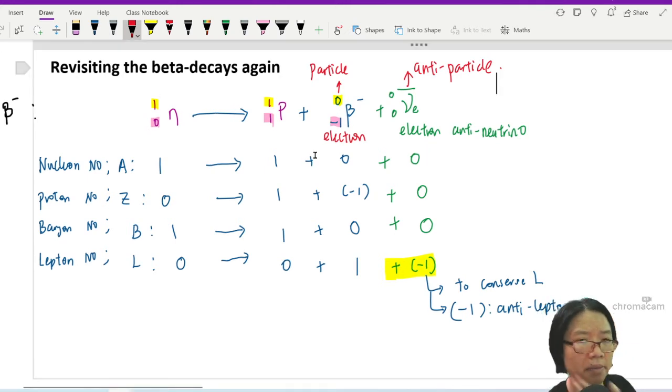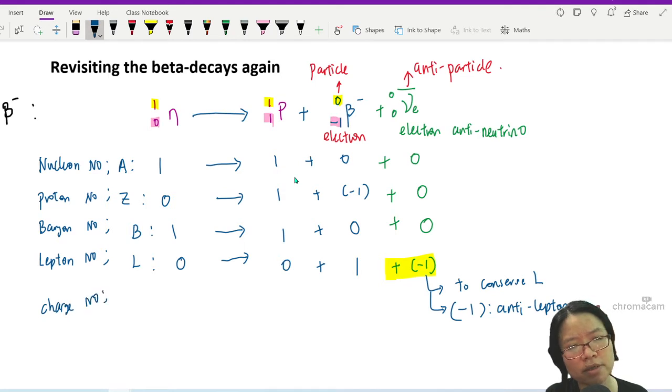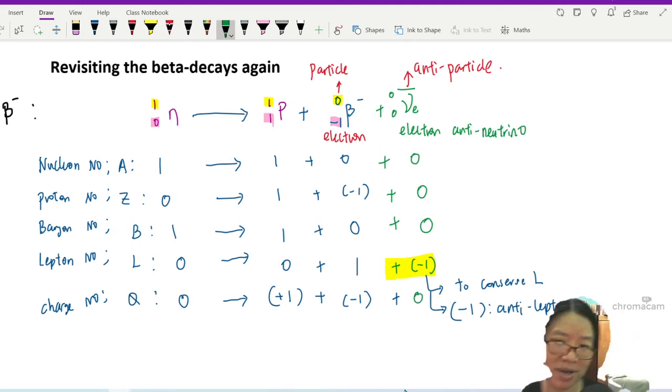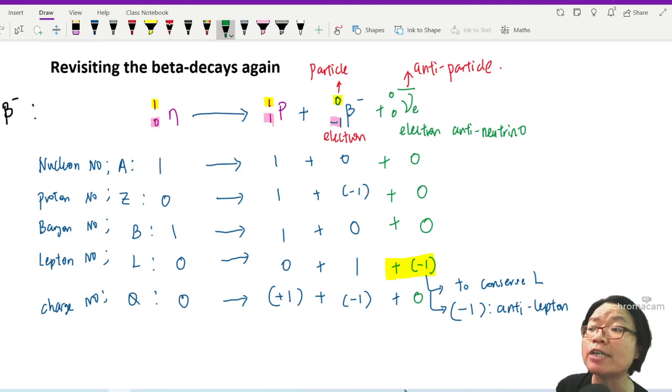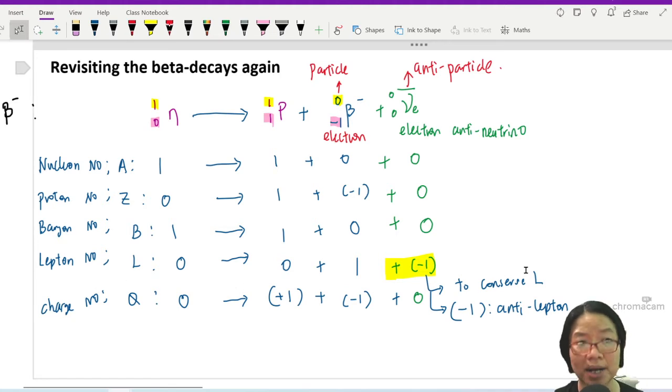Okay, and at the same time, we have the last number to talk about, which is charge. So I'll continue here. Charge number, this is Q. Neutron has no charge. Proton charge is +1. Electron charge is -1. And our electron anti-neutrino is 0 because it is neutral. So you can see all the numbers, A, Z, B, L, Q, all balanced.